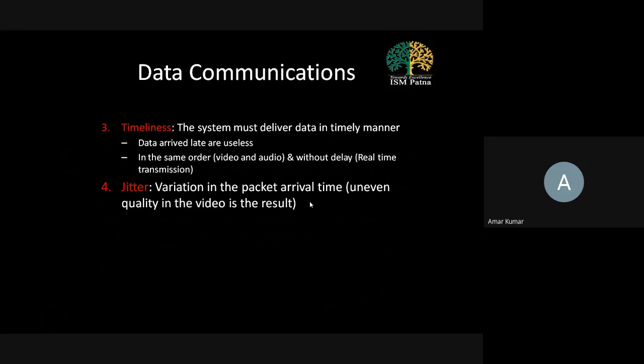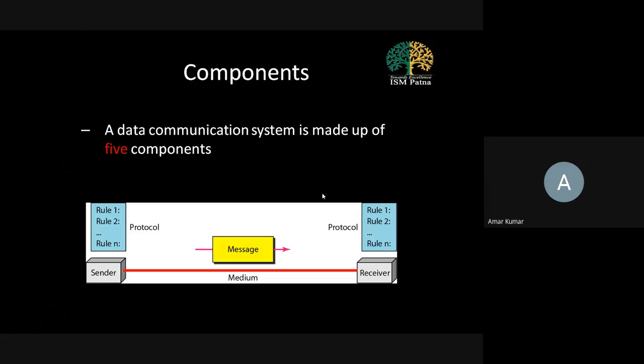So if we want proper quality in the video, then it should be delivered at the proper arrival time. There should not be any type of jitter. These are the 4 things on which data communication is fully dependent. The next one is components of data communication. A data communication system is made up of 5 components.